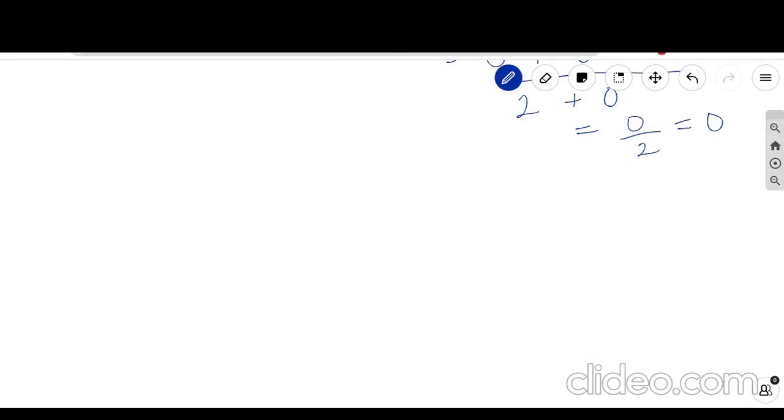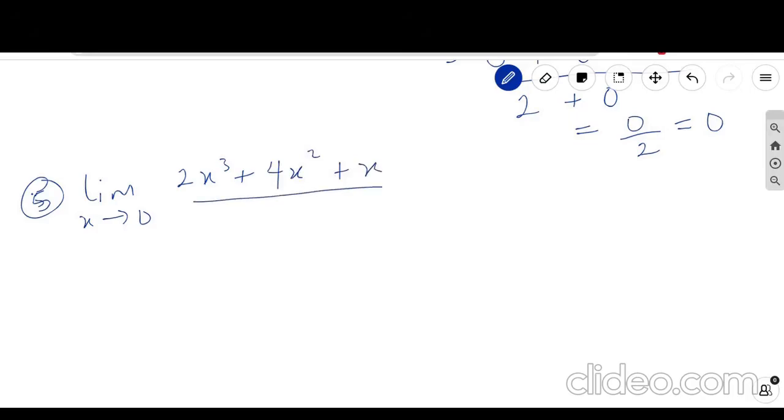Alright, so let's look at another one. We have question number 5 now, which will be the last one on this episode. So try and watch out for other examples in the next video. Okay, so we have lim x tends to 0 of x cubed plus 4x squared plus x over x squared plus 5x.